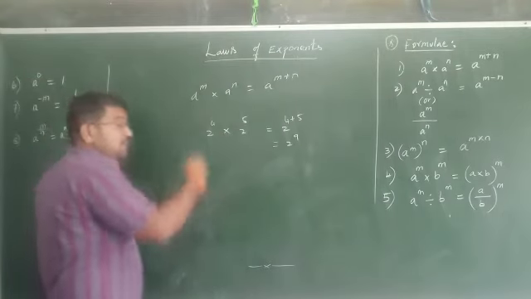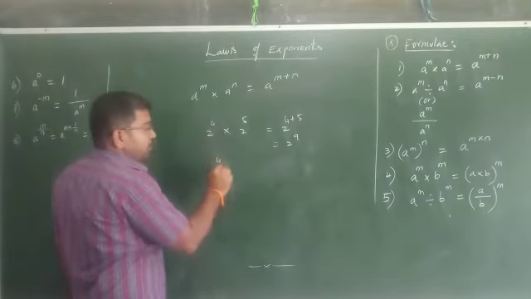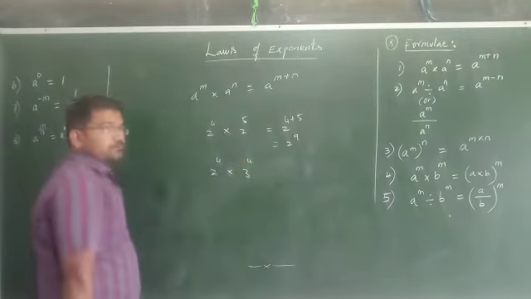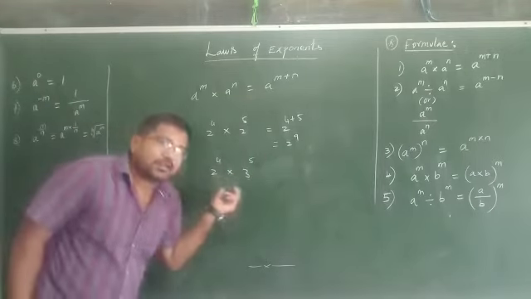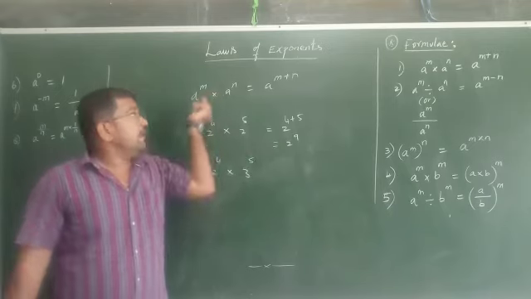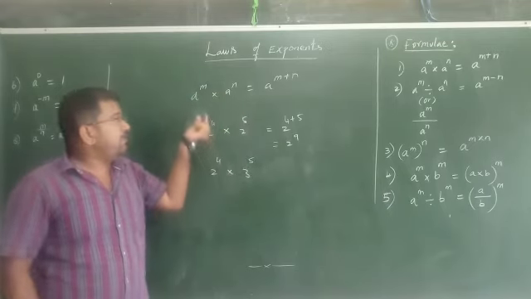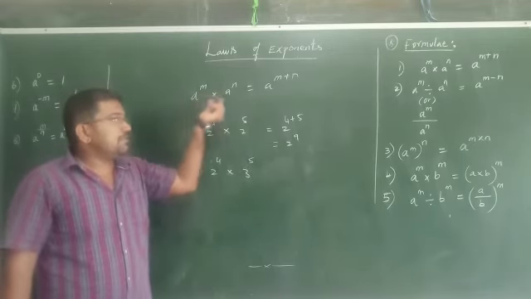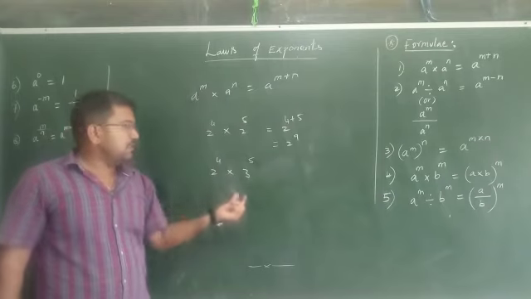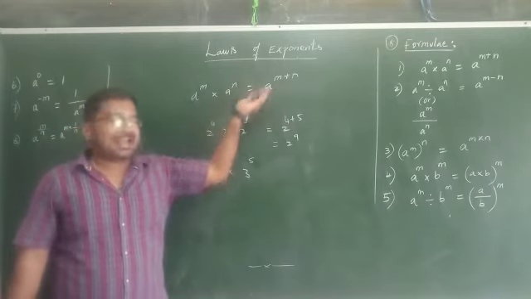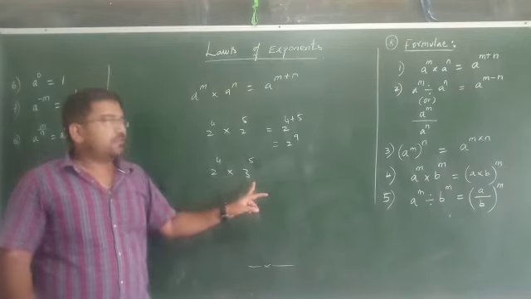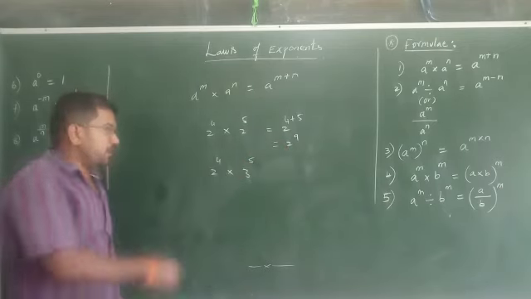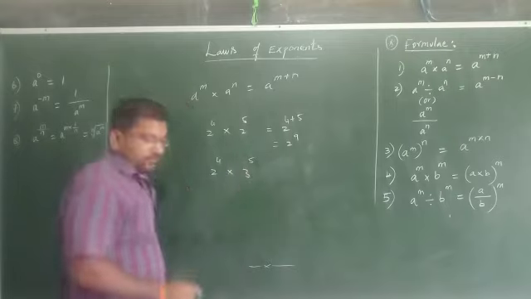Suppose we have a different base, 2 power 4 into 3 power 5. See that here we can't apply the formula a power m into a power n. We have a condition: the base should be the same. Then only can we add the powers. The bases are different, so we can't apply that formula to 2 power 4 into 3 power 5.